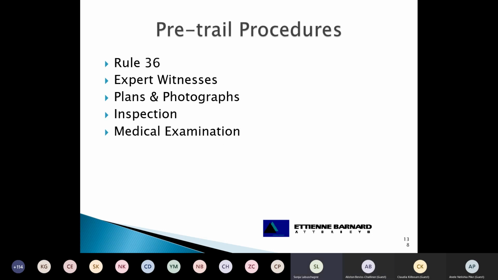Okay, pre-trial procedures. I'm not going to go into a lot of detail. Please, when you have a trial, I would suggest that in the front cover of your file, you set out your date, this is my trial date, when the trial is going to happen, and then you work back. Because there are very specific time frames in which you have to do your inspections. You have to give notice of your plans and photographs, expert witnesses. You need to give notice that you're going to call an expert witness. You need to give a summary of what the expert is going to say. All those things are very strict timelines.